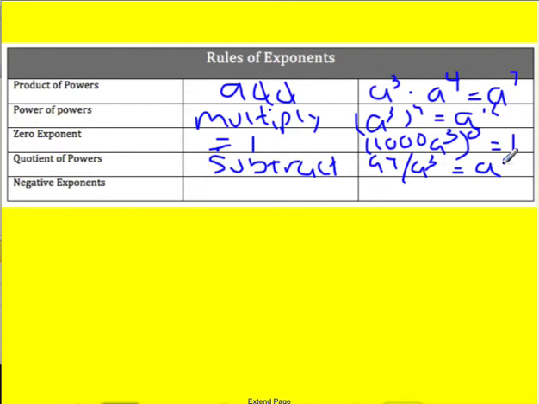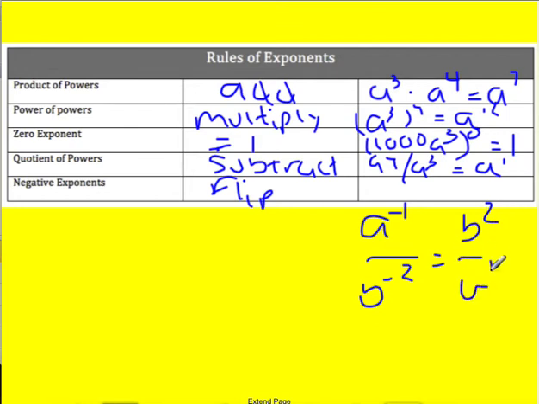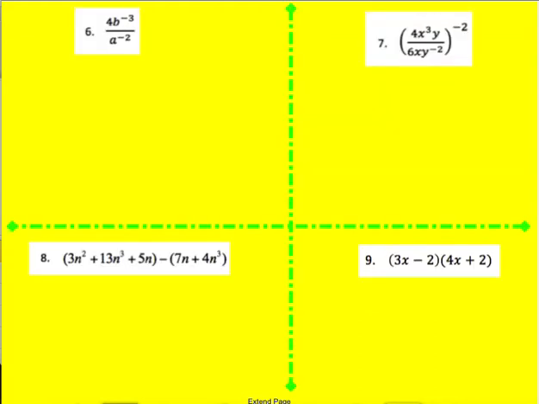When you have negative exponents, you need to flip where they are located. So if I have, for example, a to the negative 1 divided by b to the negative 2, all I'm going to do is flip where each of them are located. And when I flip where each of them are located, their exponents do become positive. So let's take a look at practicing some of these.